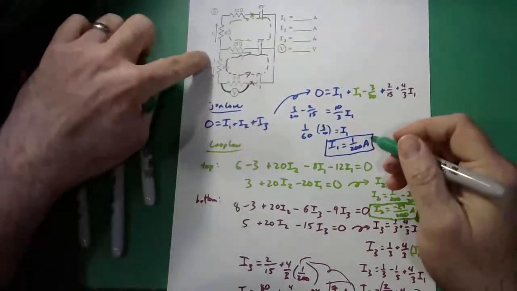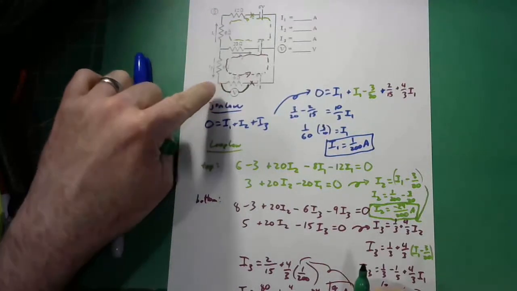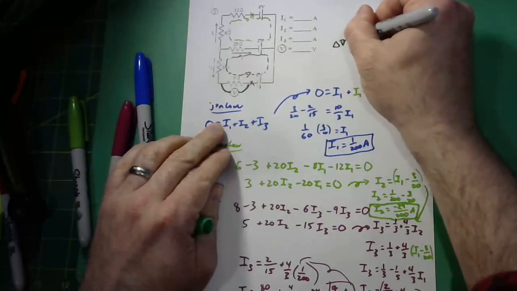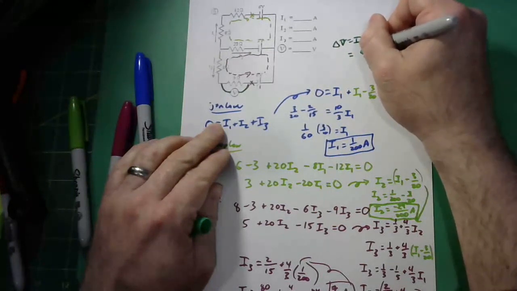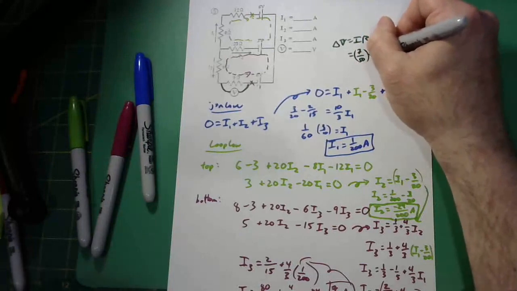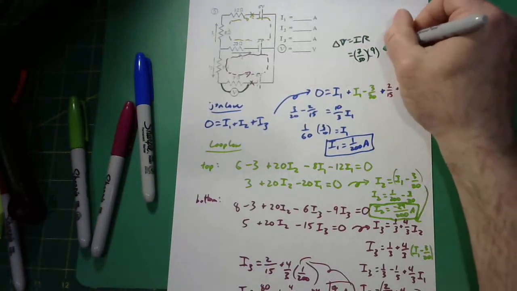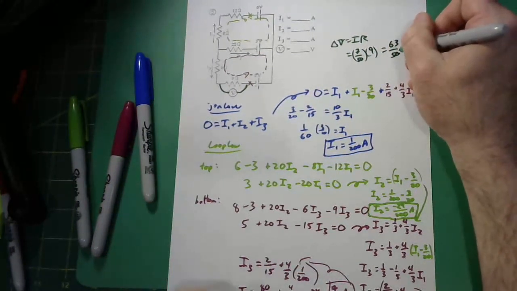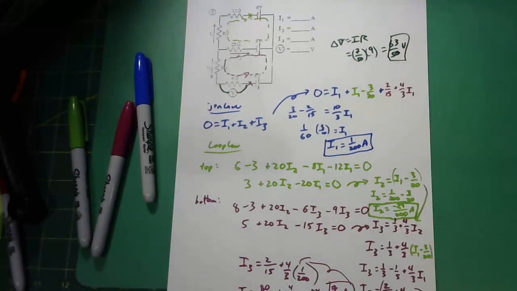So I now know the current. I know how big I3 is. I3 is 7/50ths amps. And I know the resistance there is 9. I can just do a delta V as IR. So I'm going to do a delta V is I times R. And so that delta V that we're trying to solve for is going to be my 7/50ths of an amp times the resistance of 9 ohms. And that's going to be 63/50ths of a volt. Okay? And that's it. That's that problem.